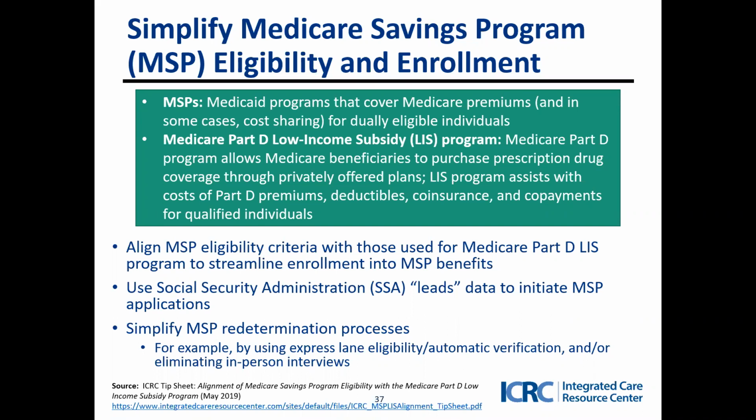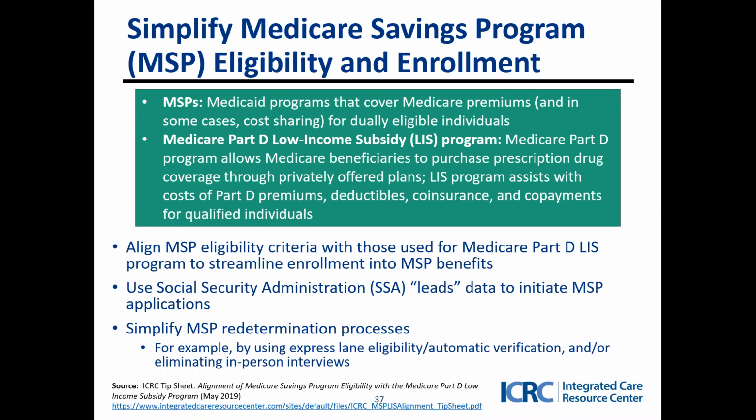The Medicare Part D Low-Income Subsidy Program is a federal program that assists with the costs of Medicare Part D plan premiums, deductibles, coinsurance, and co-payments for low-income beneficiaries. All dually eligible individuals qualify for LIS and therefore receive assistance with their Medicare prescription drug costs. So while MSPs and LIS both provide assistance to low-income beneficiaries with Medicare costs, the LIS program has a much higher participation rate than MSPs tend to have, though MSP participation rates do vary by state.